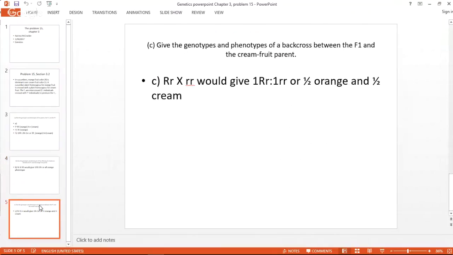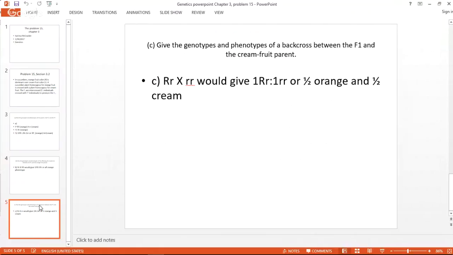The next problem asks, give the genotypes and phenotypes of the back cross between the F1 parent and the cream fruit parent. So the F1 parent remains the same, big R, little r, heterozygous. But now we're crossing it with the cream fruit parent, which is homozygous recessive, small r. Big R, little r across the top, small r down the side. It gives us one big R little r, heterozygous, and one little r little r, or 1/2 orange and 1/2 cream.